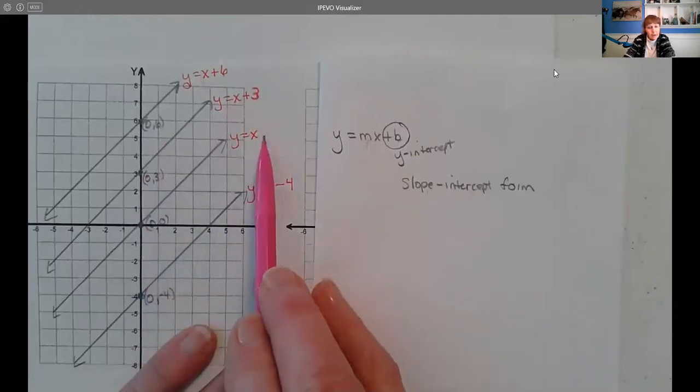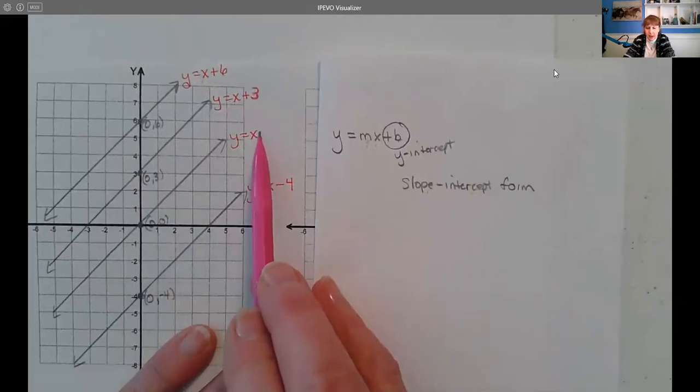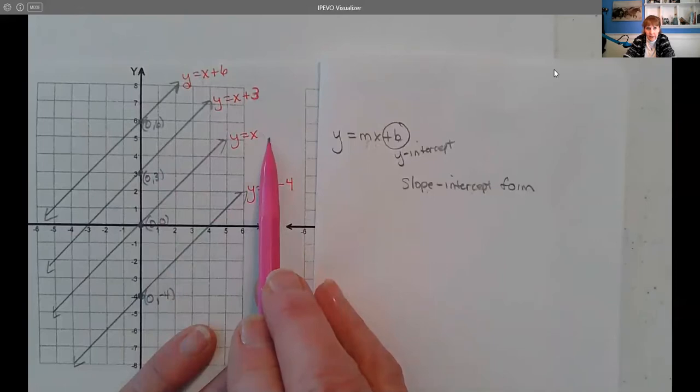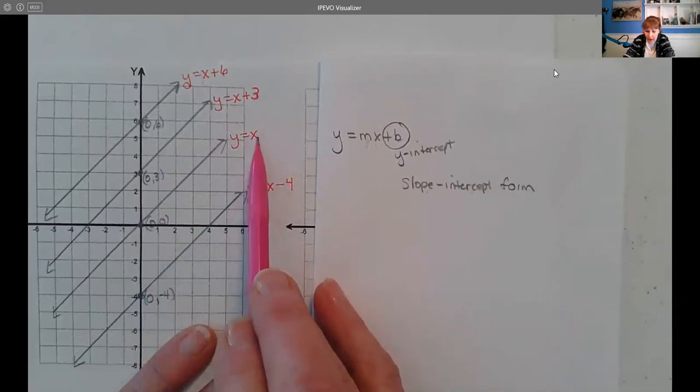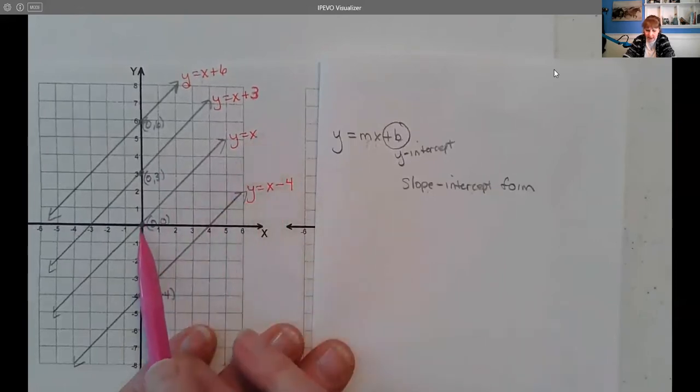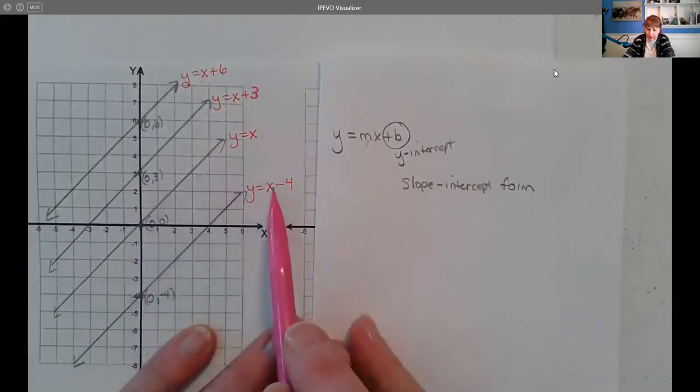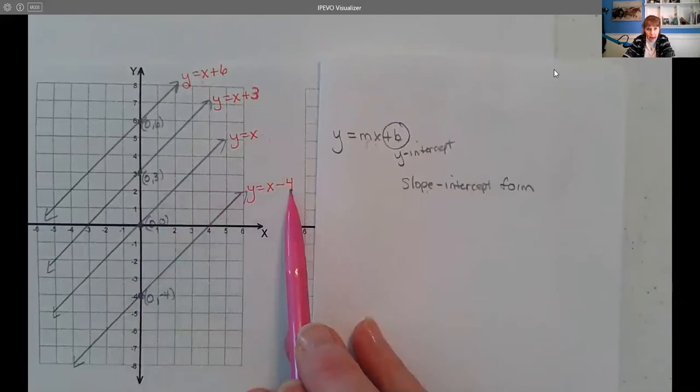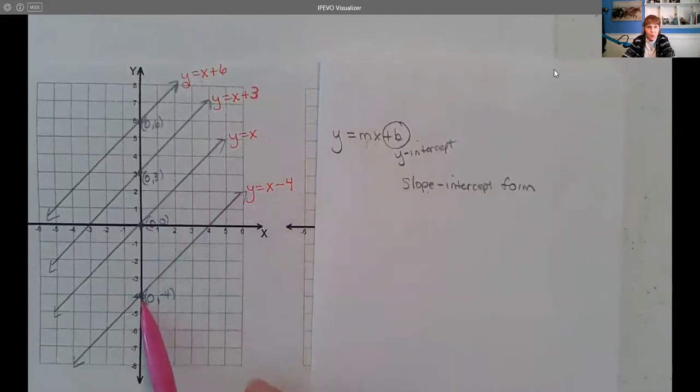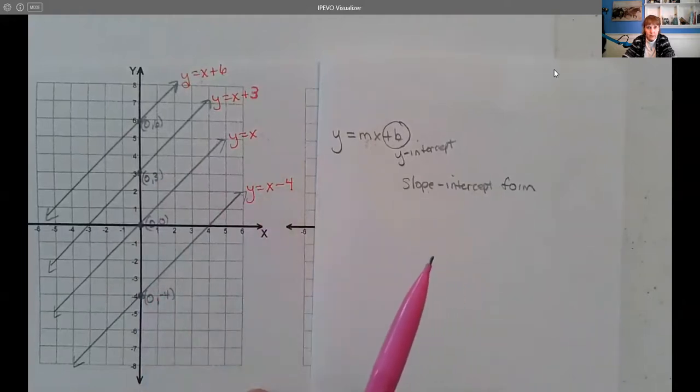This will hit the y-axis, and this one's kind of a tough one for people, but it's a plus 0 here. You're not adding anything. So this line hits at 0, and the slope is 1. This line hits the y-axis at a -4. All right, see, it hits at a -4 and the slope is 1.